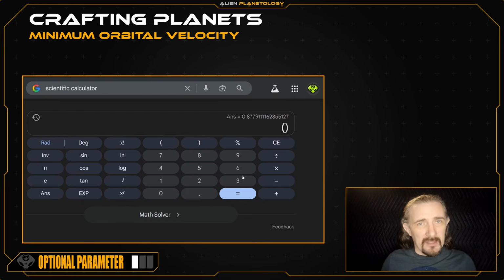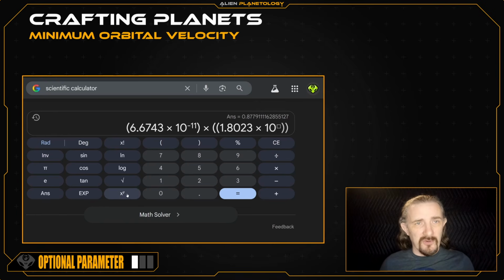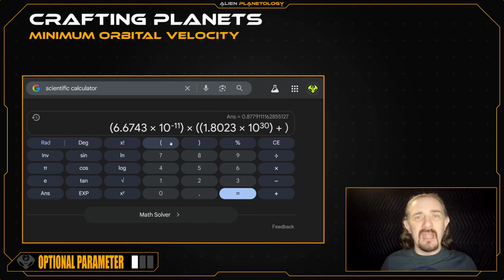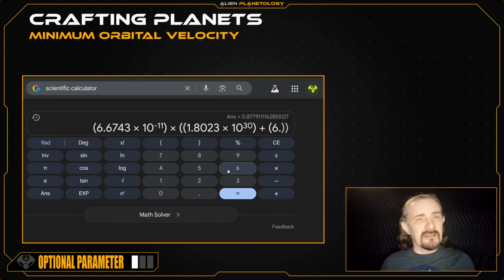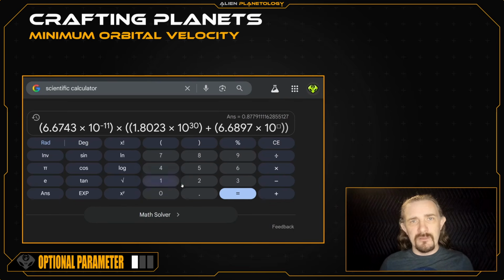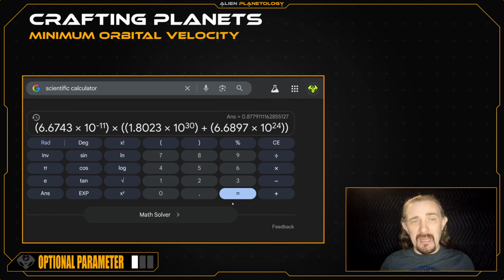So I'll go back to my calculator and start by entering the gravitational constant, in parentheses, 6.6743 times 10 to the power of negative 11. Then I'll multiply. Open 2 parentheses and enter the mass of the star. For me, that's 1.8023 times 10 to the 30 kilograms. Close parentheses, plus, open parentheses, and enter the mass of the planet. For me, that's 6.6897 times 10 to the 24 kilograms. Close both parentheses and press equals.